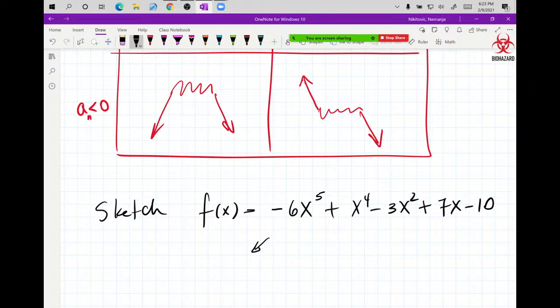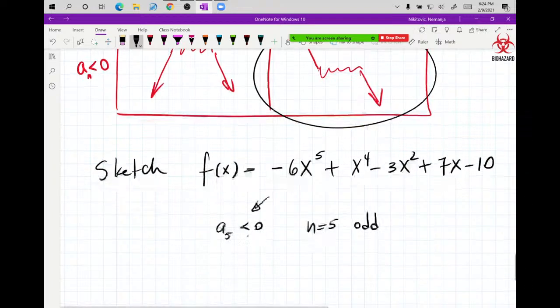Now, what do we learn from the leading term? We learned that A5 is less than 0. You can just say A, but you can also say A5 because you know that AN x to the n has to match. So if you have your x to the 5, this better be A5 in front, because they match. So we learned that A5 is less than 0, and we also learned that n equals 5 is odd. Okay, odd, less than 0. That's this case.